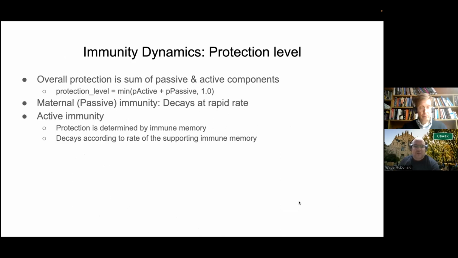Protection level was determined by this formula, the sum of passive and active protection components. Maternal immunity, which is called passive, decays at a rapid rate. Active immunity protection is determined by immune memory and decays according to a rate of the supporting immune memory.